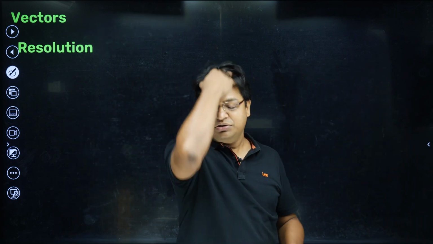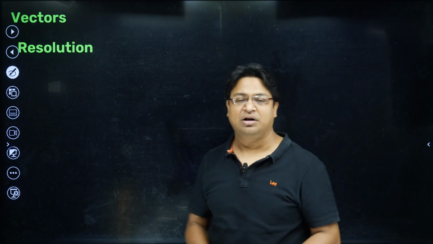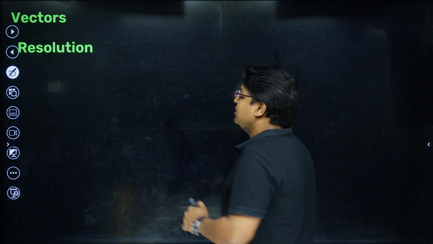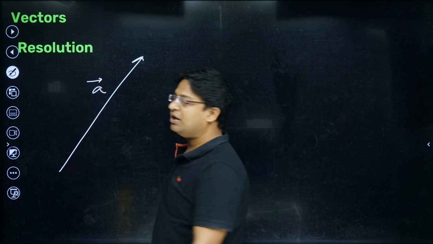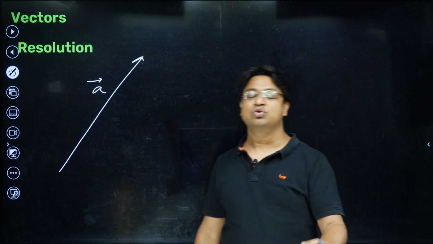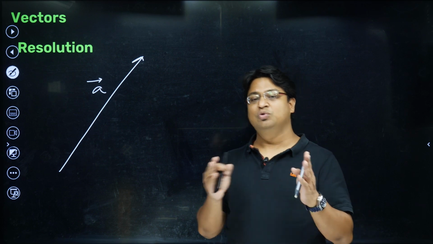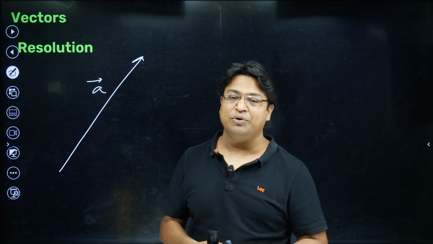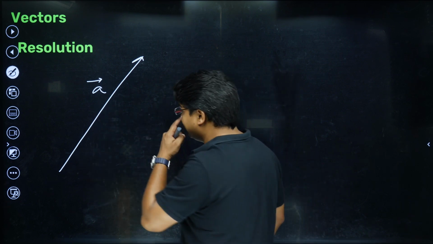So dear students, resolution is one of the most important steps that you will learn in the vectors chapter. So what exactly is this? Let me try to explain that. Suppose you have a vector A. Now if I ask you to draw two vectors such that the sum of those two vectors will become vector A. So I want you to split this vector into two parts, or let's call them components, such that the vector addition of those two components gives us vector A. Let's see if we can do it or not.